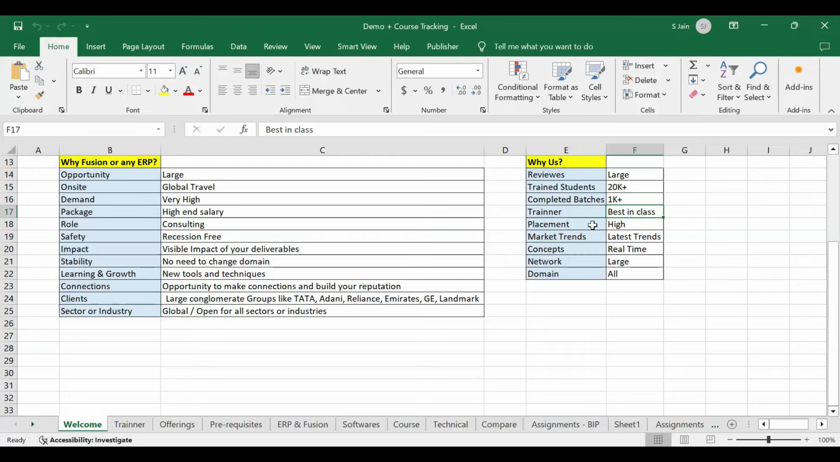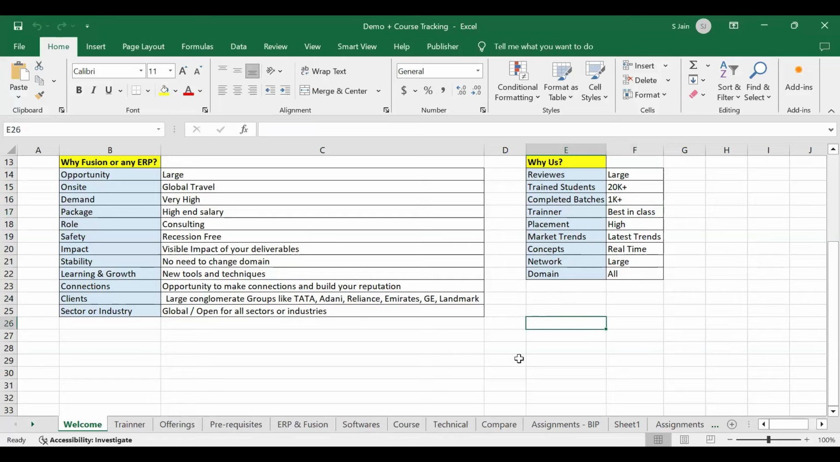Guys, we do assist with placement. We go along with the market trends and customize our training as per the market trends. Every real-time concept has to be offered. We have a large network, guys, and we give complete domain experience and expertise. In addition, we offer so many other things that you will get to know while we discuss this core content.